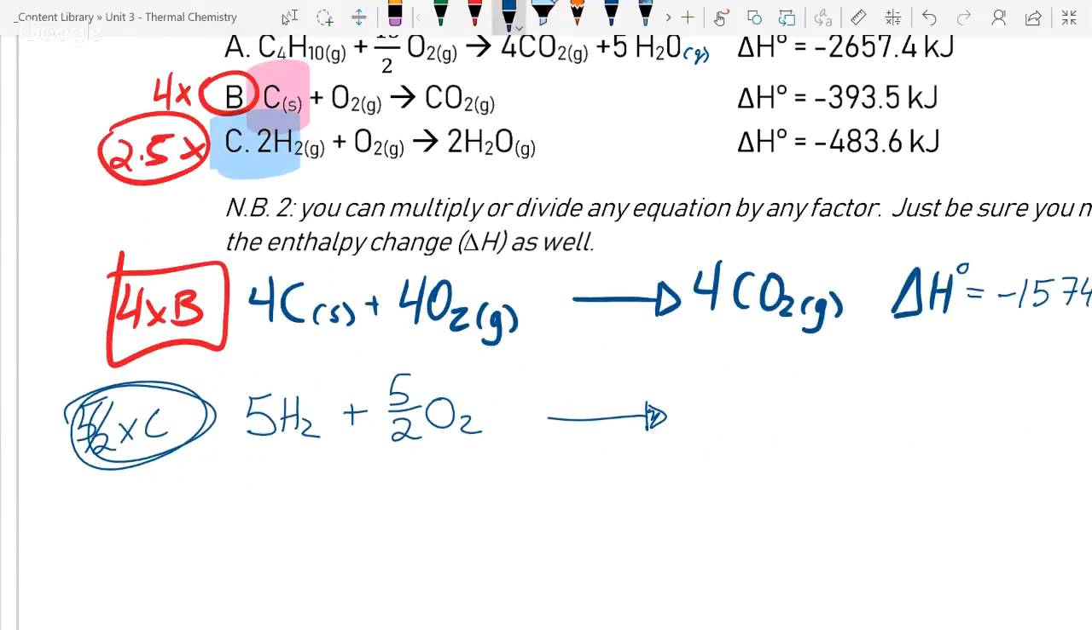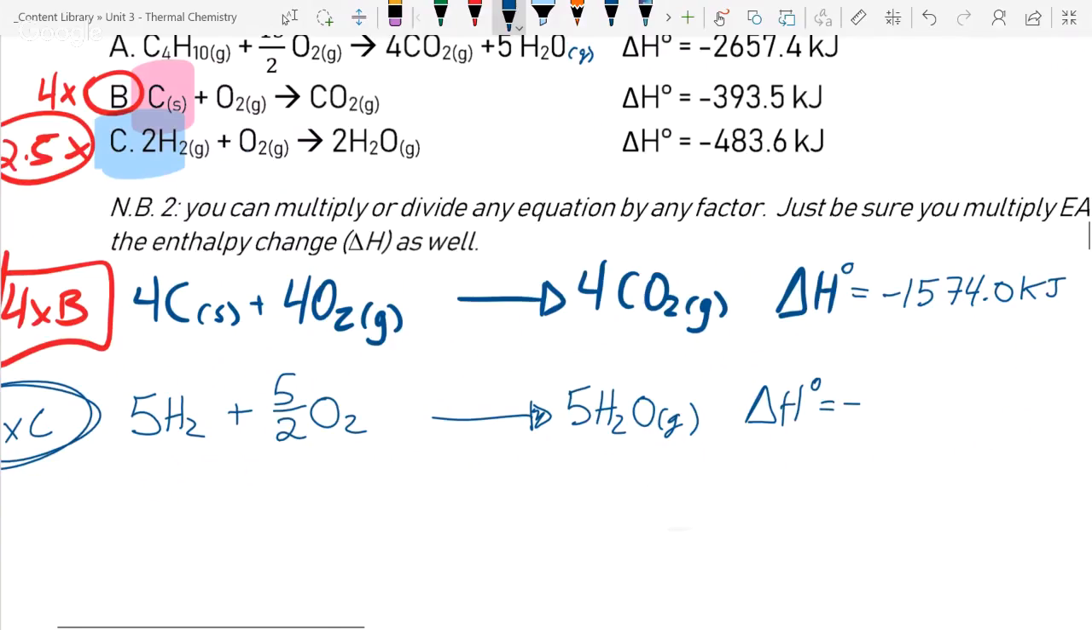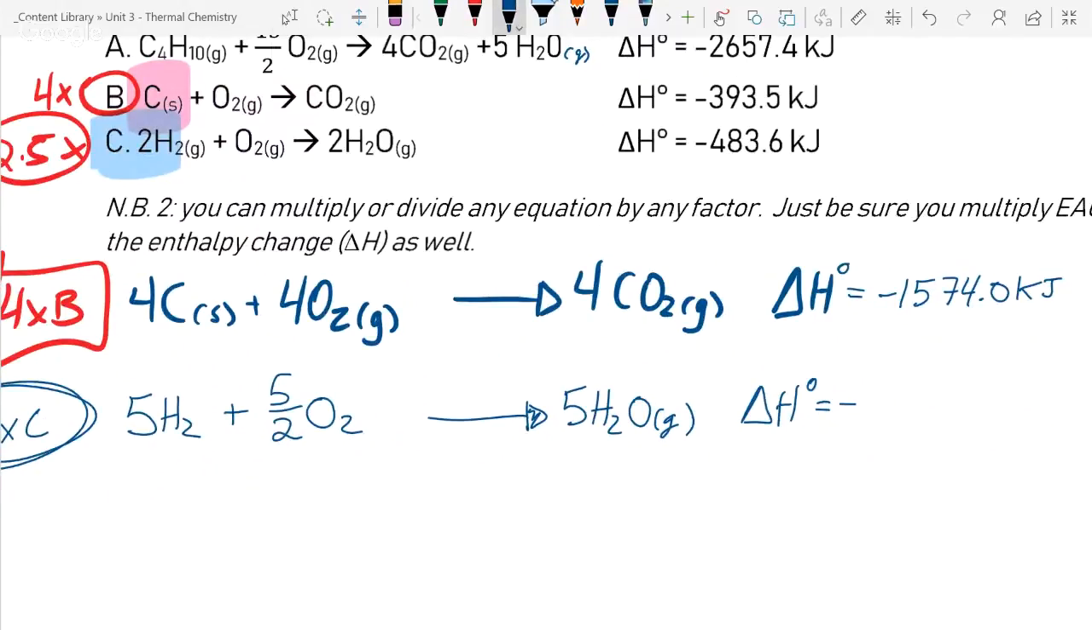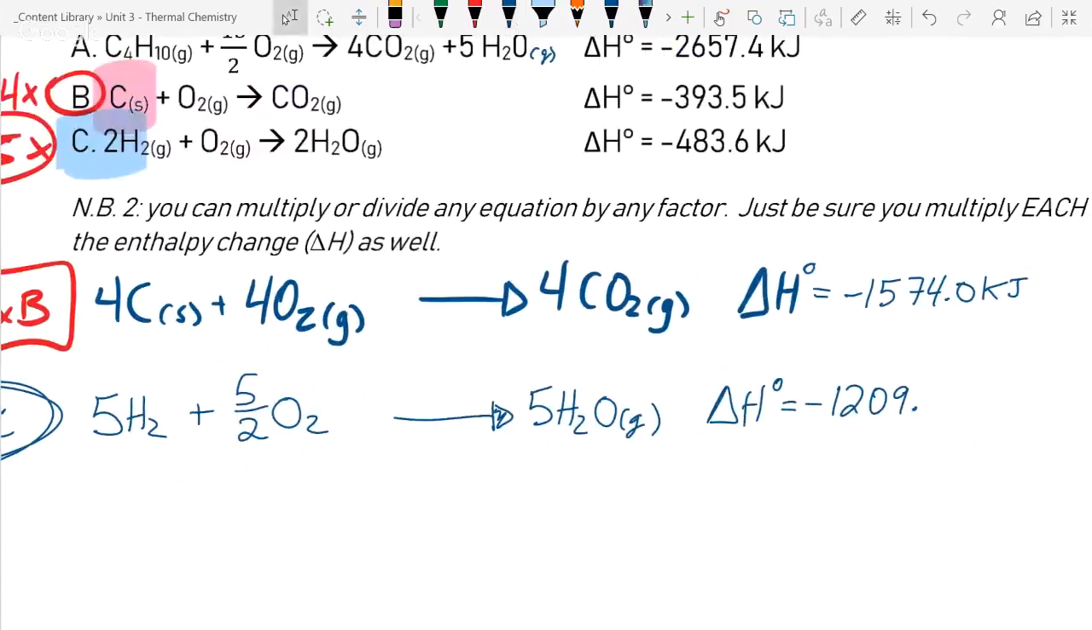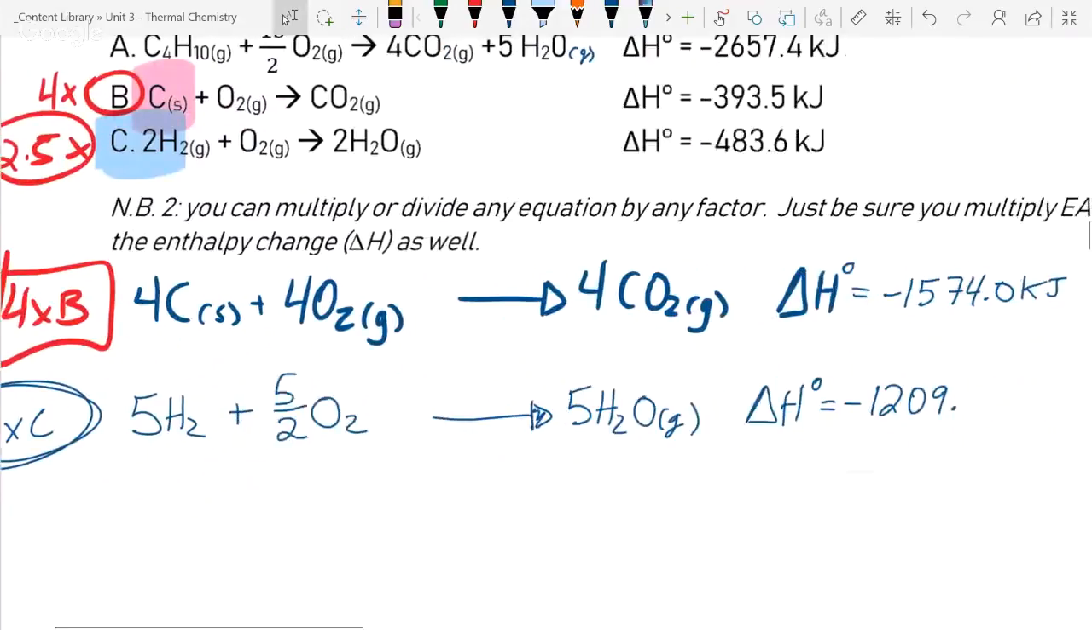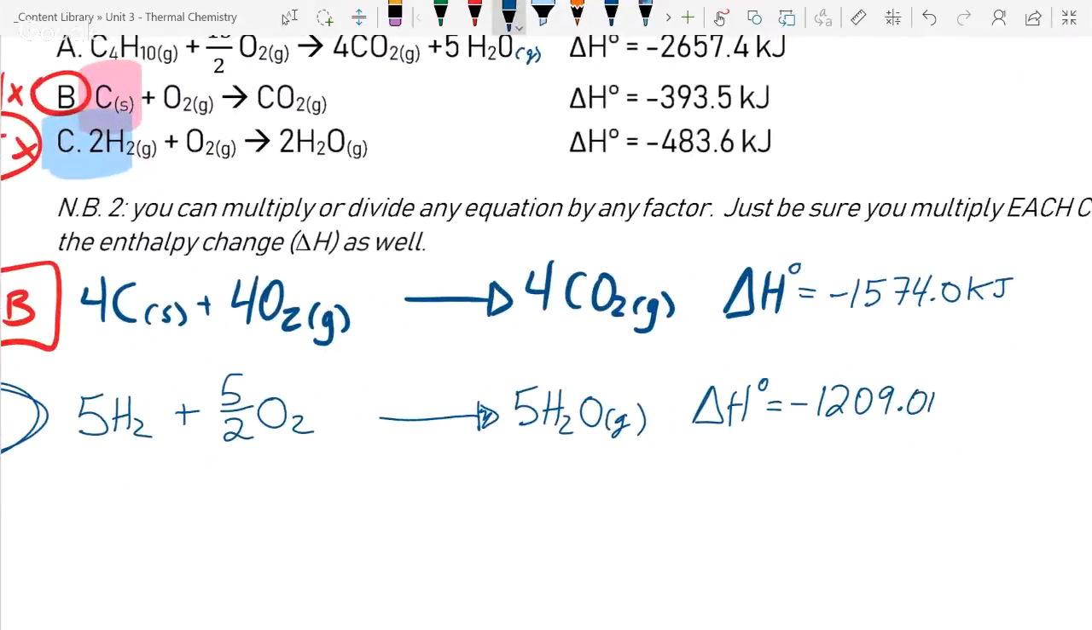Okay, and what is 2 times 2.5? 5. So we have 5 waters. And can somebody please tell me what the delta H will now be for this reaction? It's negative 1209. 1209 decimals? No. Really? Yeah. I did it on this calculator. Oh, okay, perfect. I trust you.